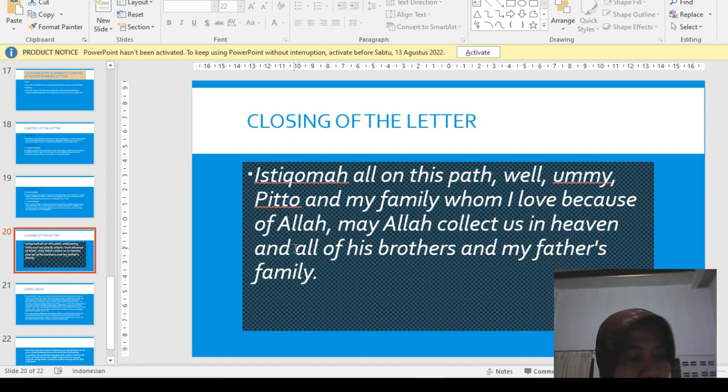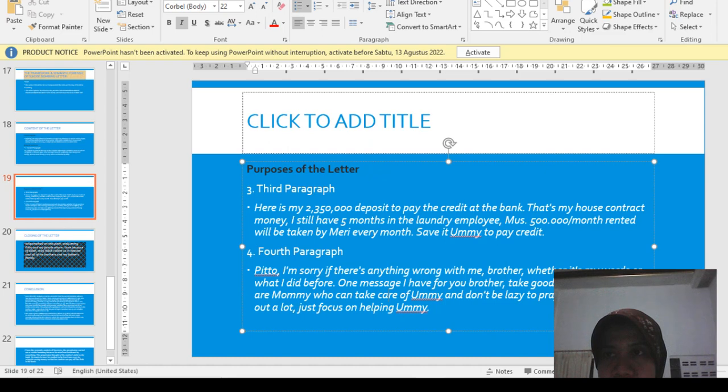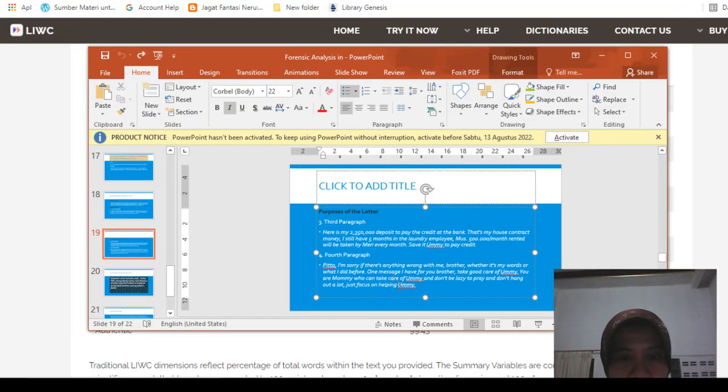And the last paragraph, or closing of the letter. In this paragraph, the perpetrator apologized to his younger sister named Ito. He gave a message to his sister to take good care of her mother. Don't forget to pray, don't play too much. This is the "I'm sorry" paragraph. Don't forget to pray, don't play too much, and just push on helping her mother.